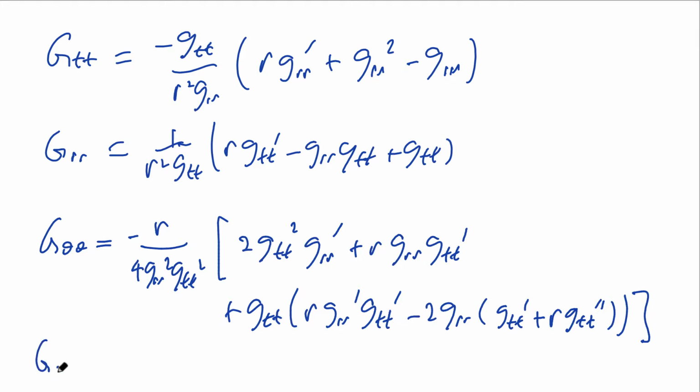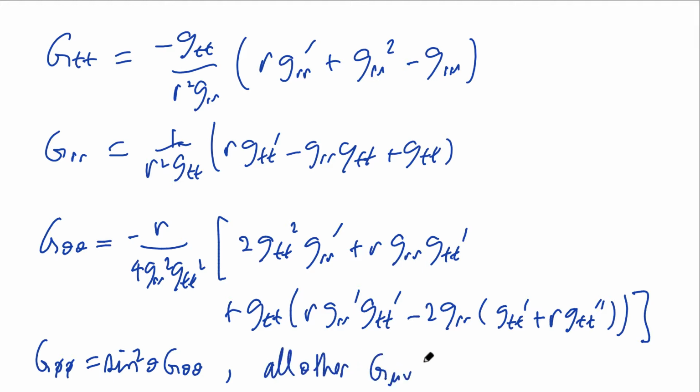And the phi component of the Einstein tensor is just equal to sine squared theta times the theta-theta component. So those two components are proportional to one another. And all of the other components of the Einstein tensor vanish. So all other G mu nu vanish.